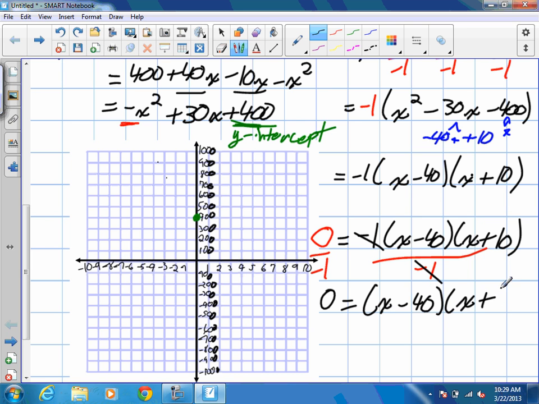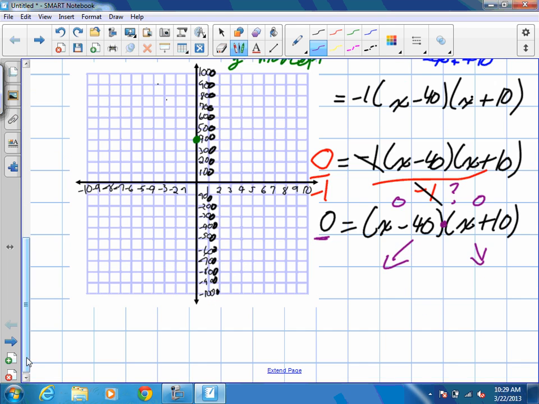Now, these are multiplied by each other, and we need to create 0. There's only one number we can multiply by to get a 0: 0. So in other words, one of these brackets must equal 0. We just don't know which one it is, so we're going to test for both of them. We split the equation and set both of them equal to 0. So I have 0 is equal to x minus 40, and 0 is equal to x plus 10. We're going to solve for x in both of them.